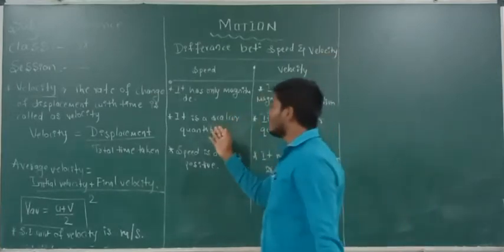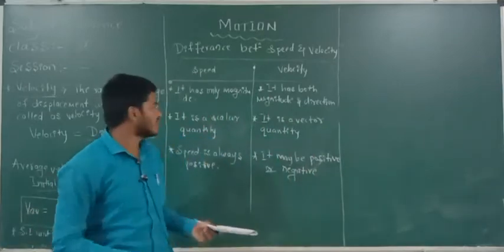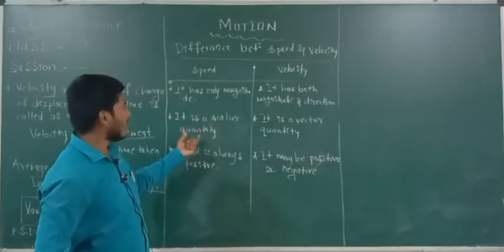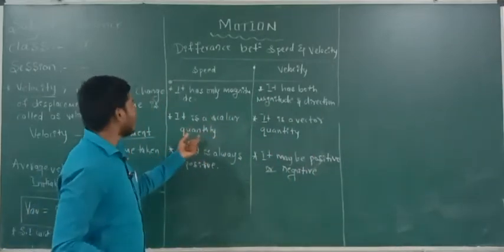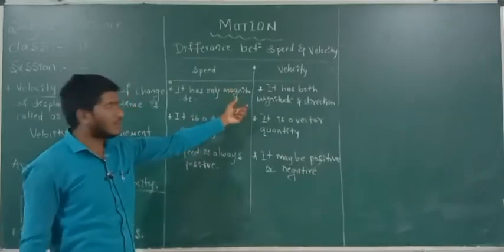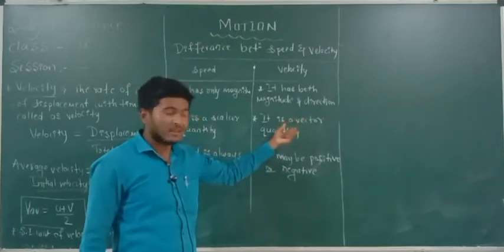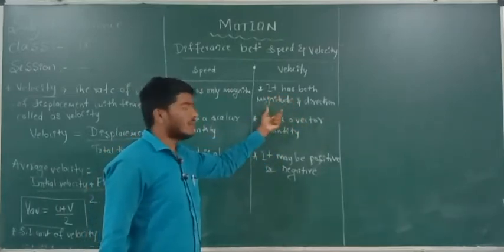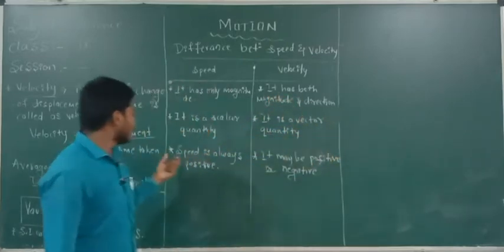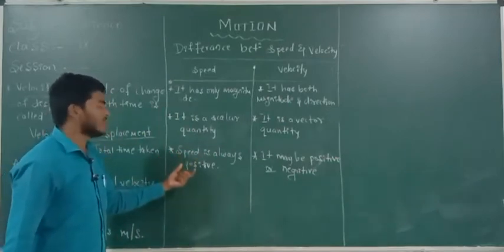Another difference between speed and velocity is that speed is a scalar quantity. Why is it a scalar quantity? Because it has only magnitude. And velocity is a vector quantity. Why is it a vector quantity? It has both magnitude and direction. And the third one is, speed is always positive.